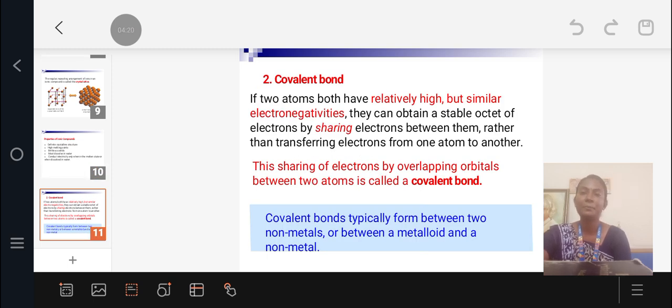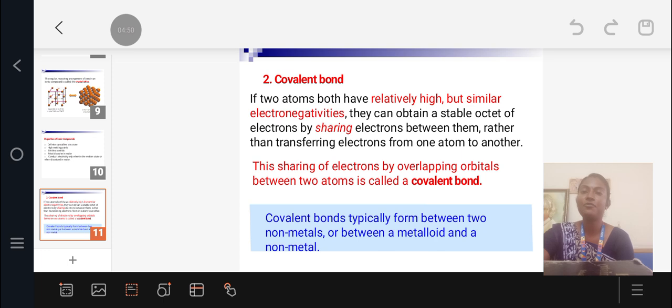Second one, covalent bond. If two atoms both have relatively high but similar electronegativities, they can obtain a stable octet of electrons by sharing electrons between them, rather than transferring electrons from one atom to another. This sharing of electrons by overlapping orbitals between two atoms is called covalent bond.